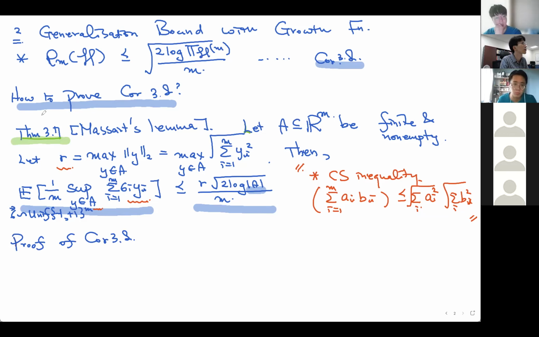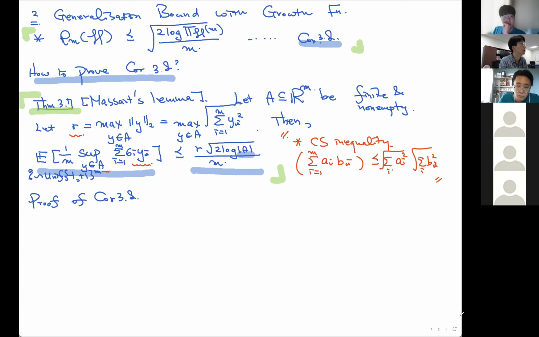Let me mark this as a lemma. And I'm going to prove this corollary, which is another on the top, and how we can prove it. So the proof is not that complex. So we start with the Rademacher complexity. By using lemma 3.7, it's easy.